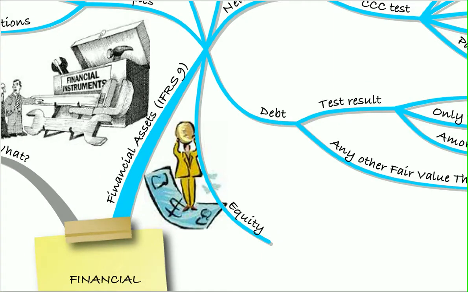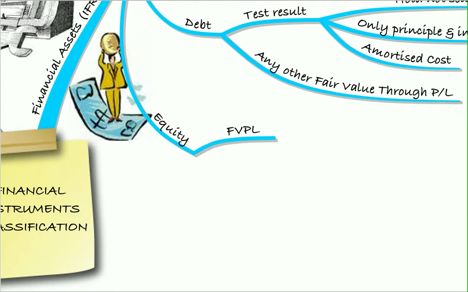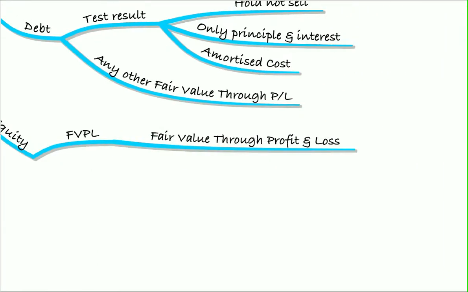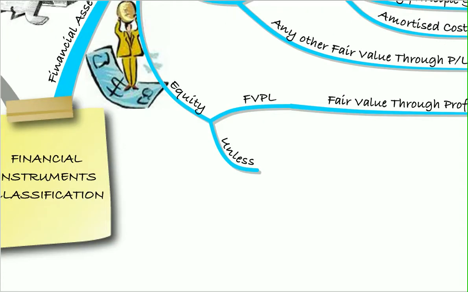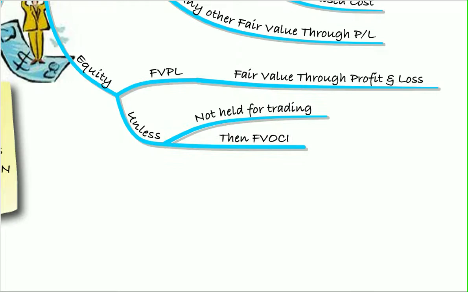What about equity? Well, the two tests don't apply to equity. What we simply ask ourselves is, it will be at fair value through profit and loss, FVPL. We'll look at what that is in the next lecture. Unless it's not held for trading purposes, i.e. it's held for a long-term investment. So anything held for trading purposes will be fair value through profit and loss. If it's not for trading purposes, it will be fair value through other comprehensive income.